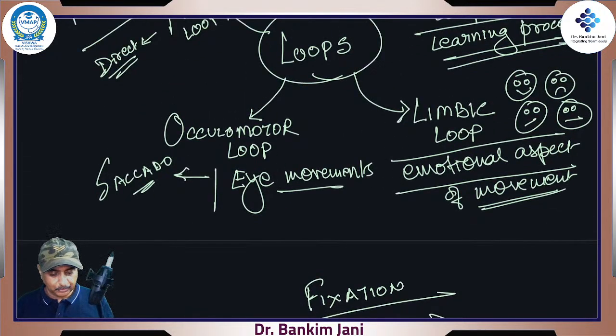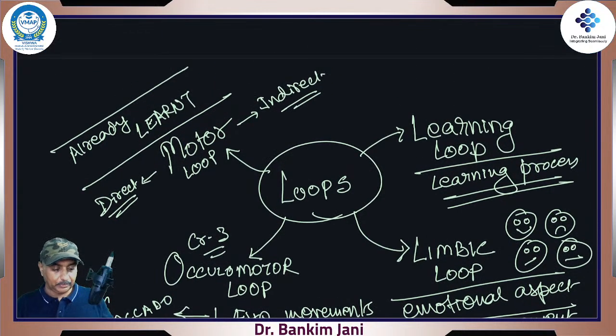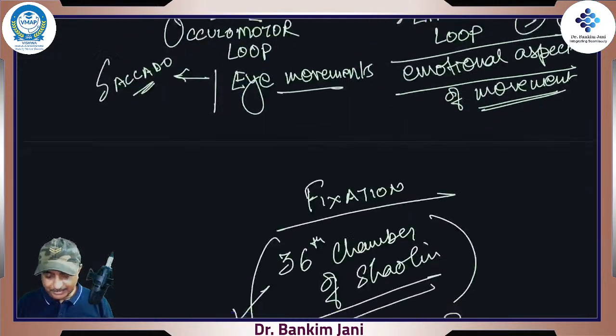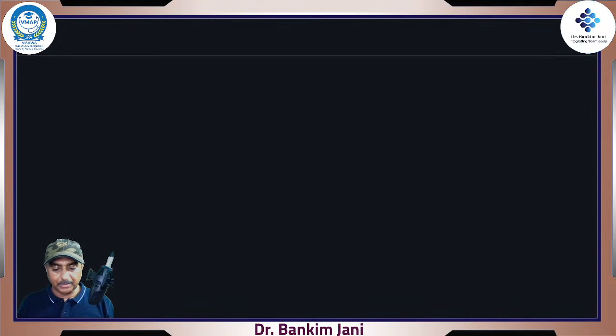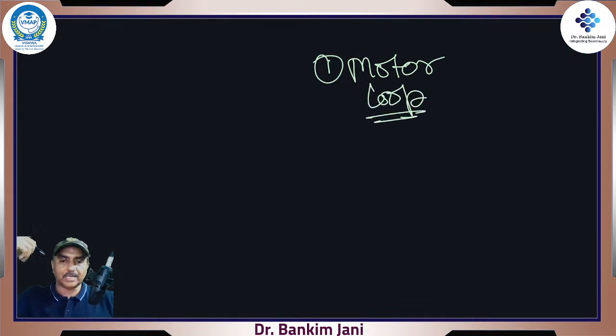So the oculomotor loop, that is cranial nerve number 3, right? That is the limbic loop with the emotions, and the learning loop, the learning process, when you are learning new skill sets, and the motor loop when you have already learnt. So next time, this would be our entire path. First, we'll learn the motor loop, right? Why is it a loop? Because it will start with the cerebral cortex and all the way come back to the cerebral cortex, right? That is how it would work.